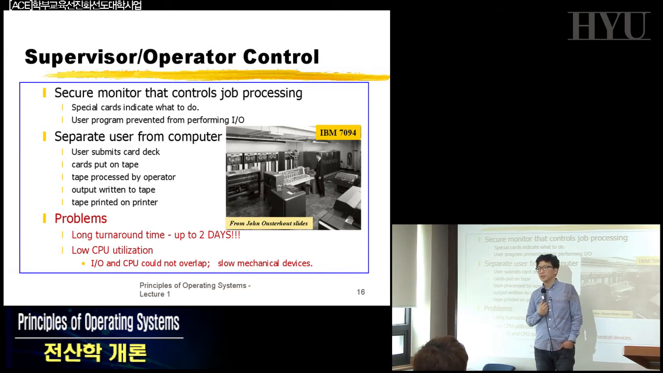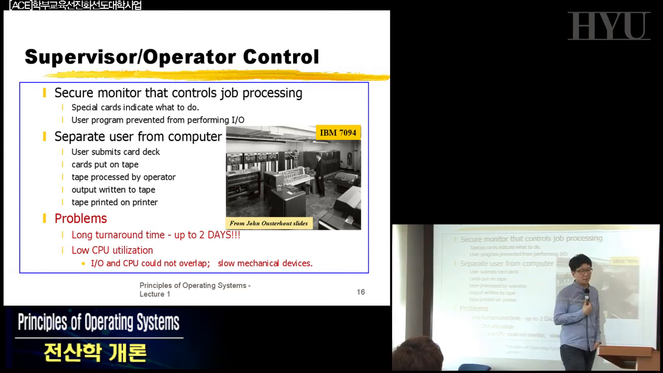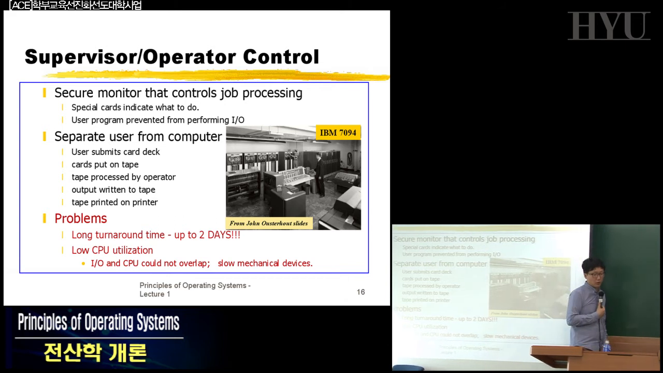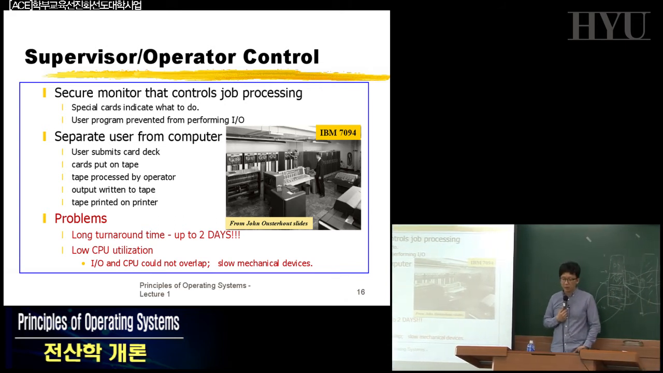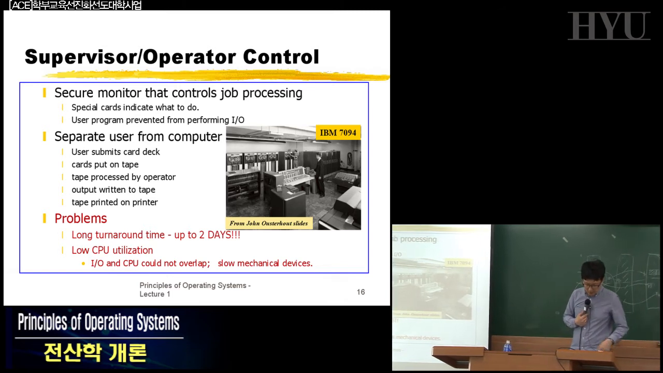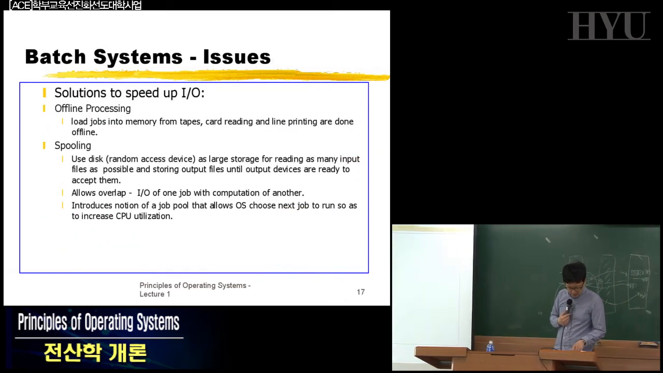이틀 걸려서 프로그램이 끝났다는 얘기예요. 프로그램 돌아가는 게. And also low CPU utilization. I/O CPU could not be overlapped. So there wasn't a perfect control between switching between I/O operation and CPU operations. So that's why they had to wait a lot of time to finish something up. So old-time systems. 이것도 지나갈게요.